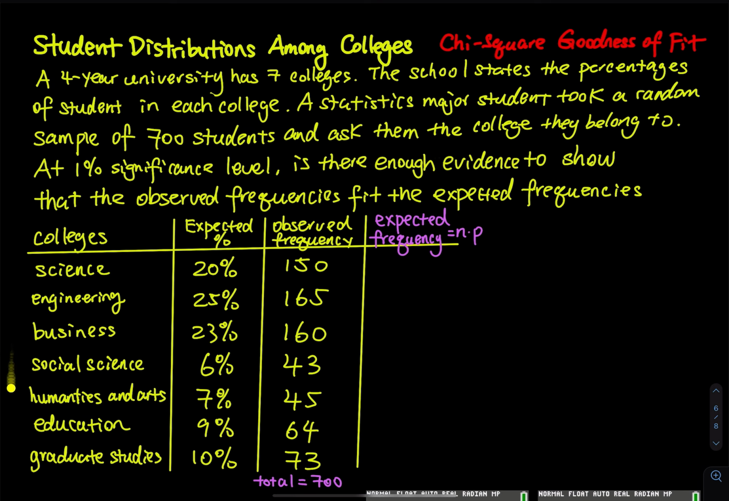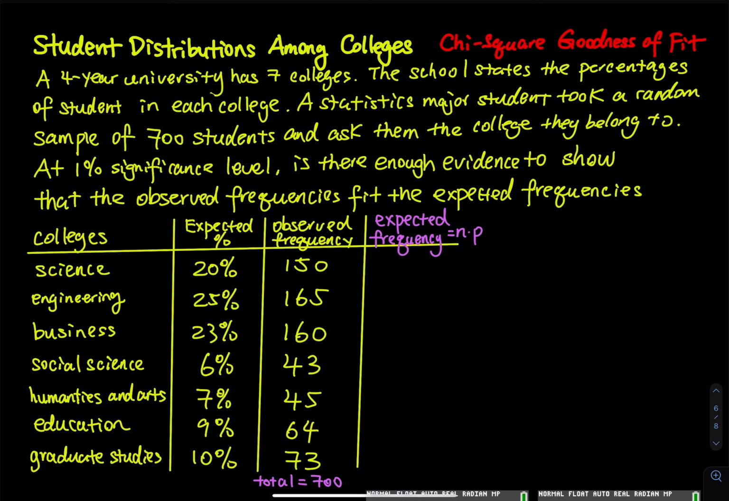So 7 colleges. In column 1, we have science, engineering, business, social science, humanities and arts, education and graduate study, and then the expected percentage. This is what the college announced. Somewhere in the bulletin or on the school website, they will say in our school, 20% of the students are in the College of Science, and 25% of the students are in the College of Engineering, and so on and so forth. And then you take a random sample of 700 students.